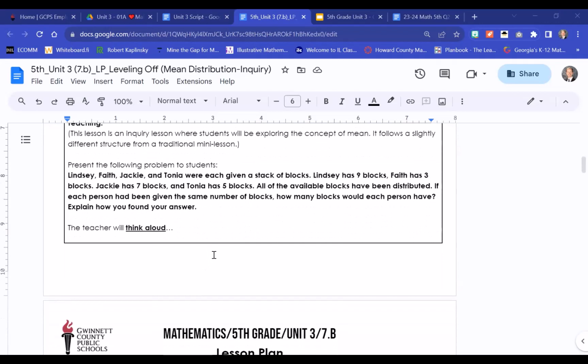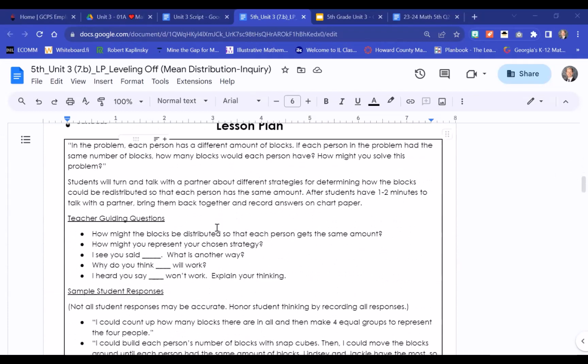We are going to provide, in this case, some snap cubes. Students may decide to have a different color for each person. They may use all the same color. That's not necessarily going to make or break the lesson. But as you notice down here, in an inquiry-based lesson, we have some teacher guiding questions.